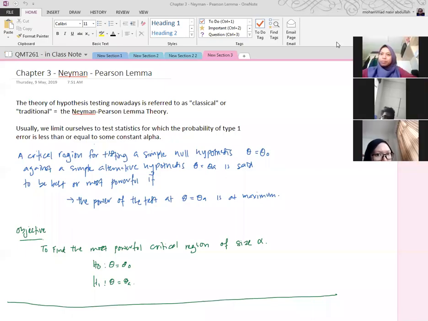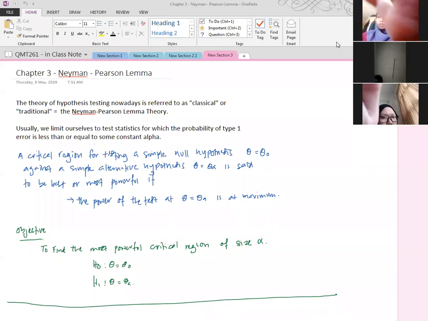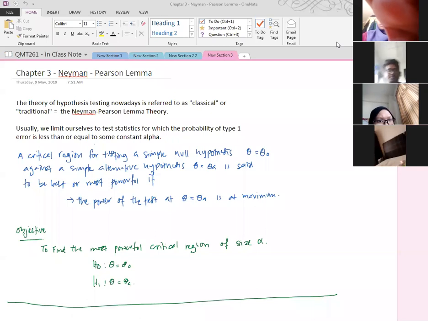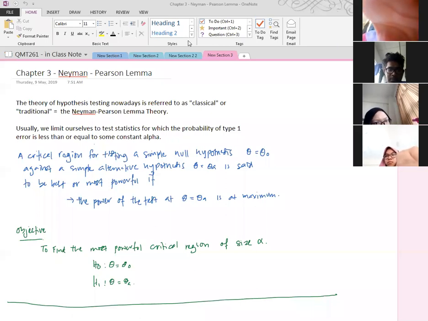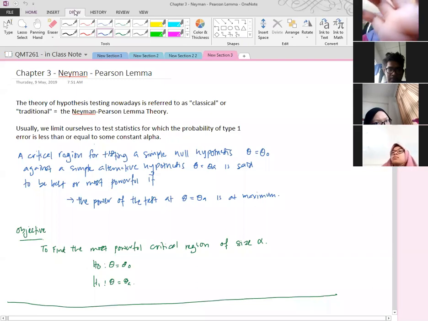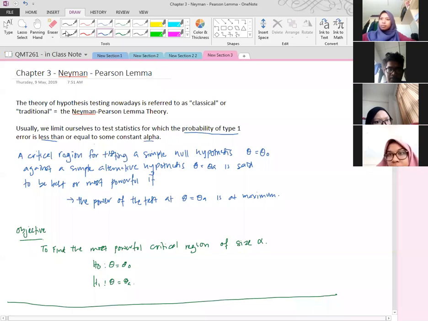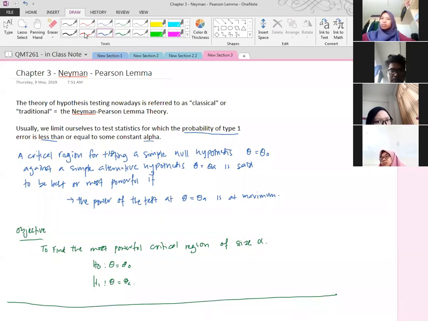Right, Neyman-Pearson Lemma. The theory of hypothesis testing nowadays is referred to as a classical or traditional method, as stated in Neyman-Pearson Lemma theory. Usually, we limit ourselves to test statistics for which the probability of type 1 error is less than or equal to some constant alpha. So we want the minimum value of probability of type 1 error in our test statistics, right?